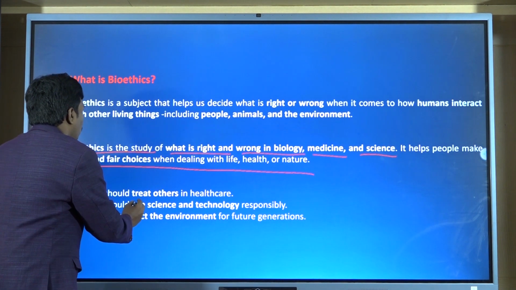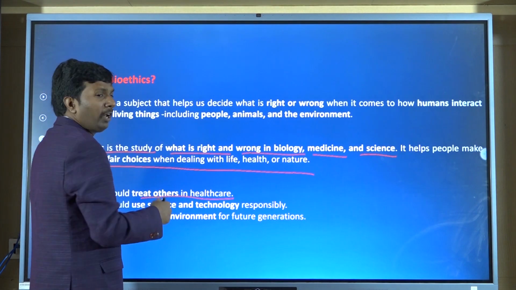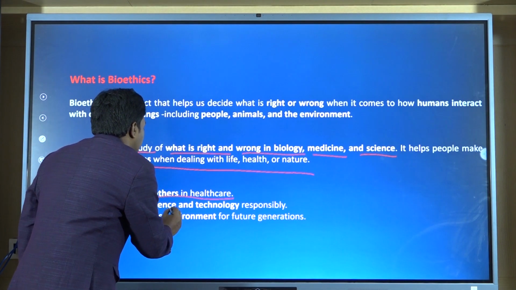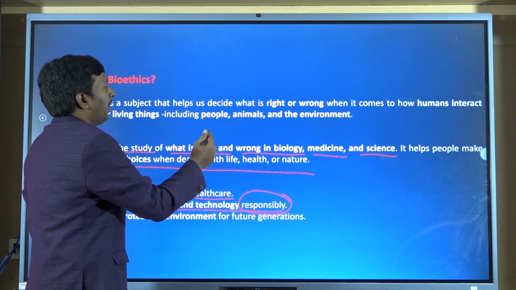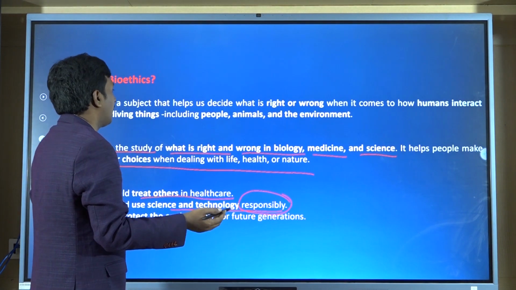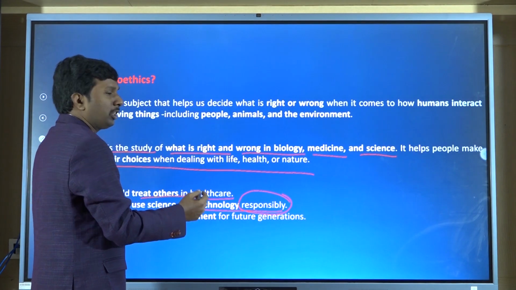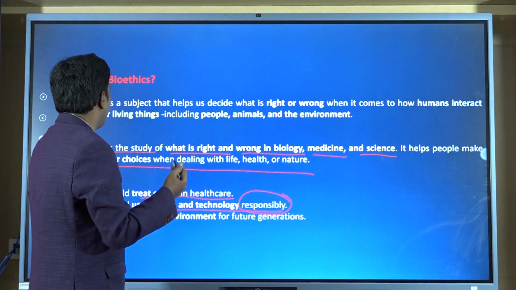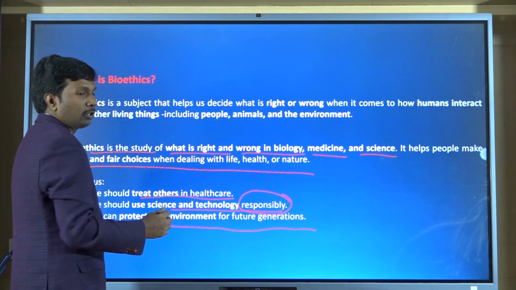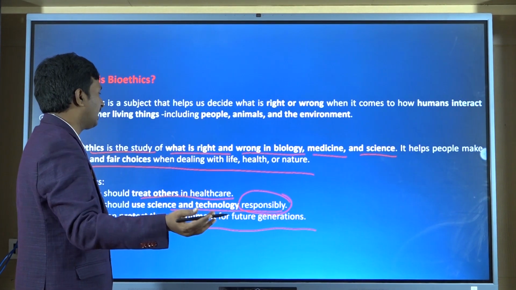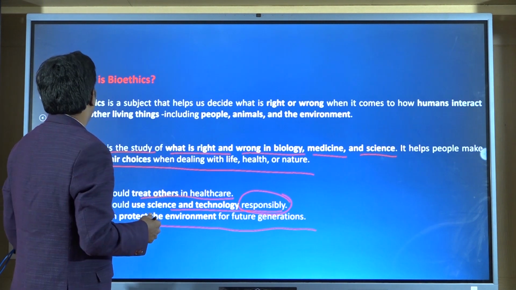It tells us how we should treat others in the healthcare sector, and how we should use science and technology responsibly. Responsibility is very important here. Some people work with biology, medicine and science, and whenever they are doing research or discovering something new, they have to work with responsibility. Bioethics also teaches how we can protect the environment for future generations. So bioethics teaches how we treat others in the healthcare sector, how we have to be responsible when using science and technology, and how we have to protect the environment for future generations.